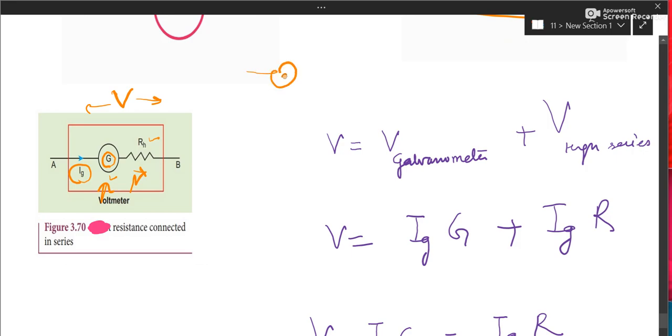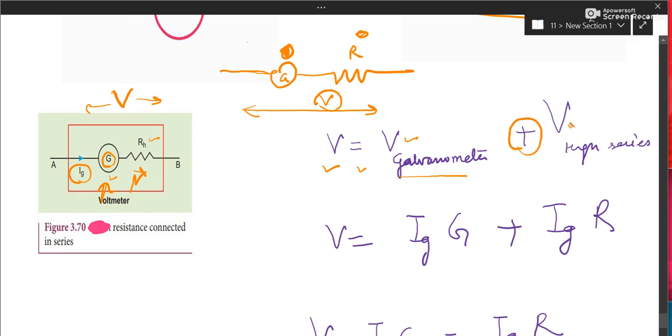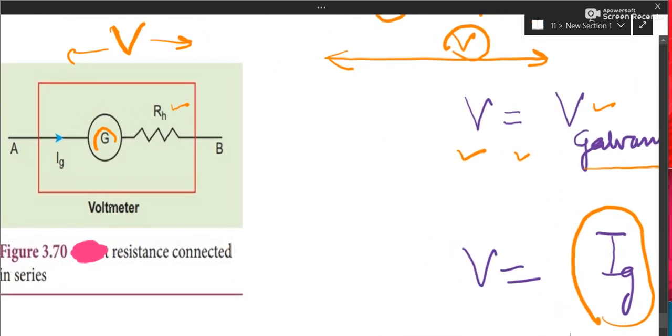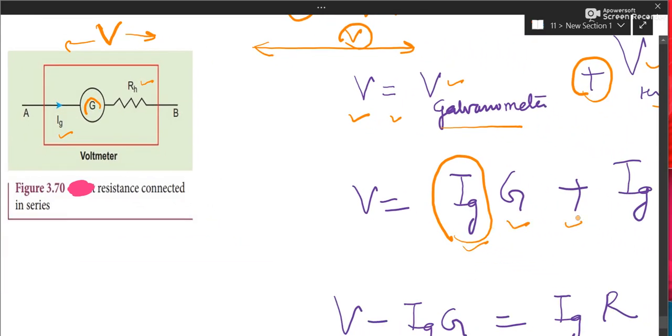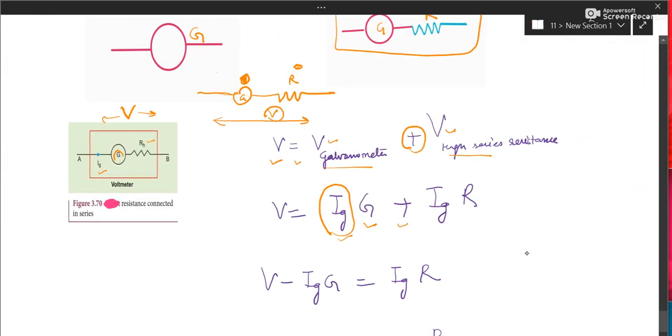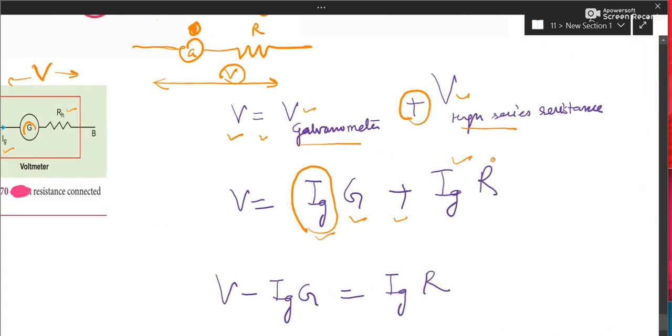Again, listen, this is the galvanometer. We will connect a high resistance. Now it becomes a voltmeter. So this voltmeter is measuring up to V volt. So V is the sum of voltage across the galvanometer and voltage across the high resistance. How much current is going through the galvanometer? You can see in the diagram. Look here. IG. So the current is IG, times resistance, plus the second current through the high resistance. So that is also IG. Resistance is R. So find out R.